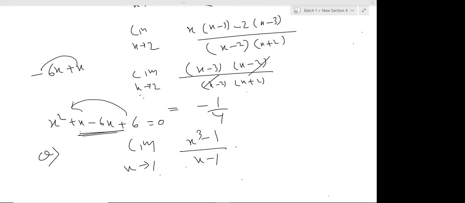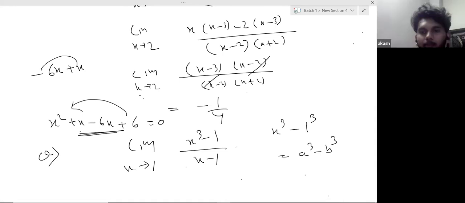Yeah, how to factor x cube minus 1? You can write this as x cube minus 1 cube. And this is a cube minus b cube. I hope you remember the formula for this. Gautam, what is a cube minus b cube?